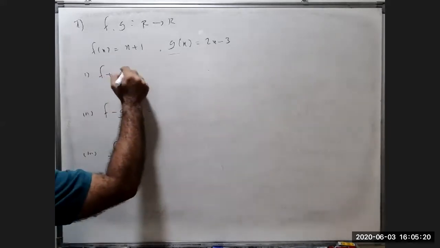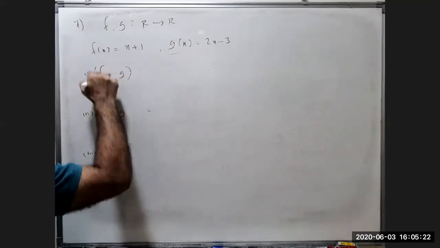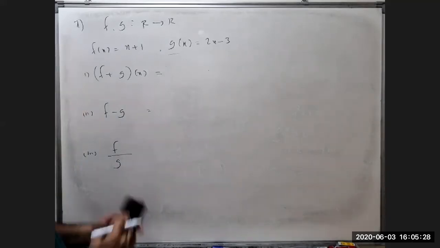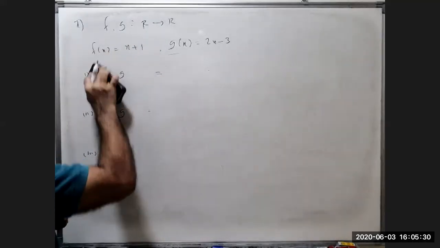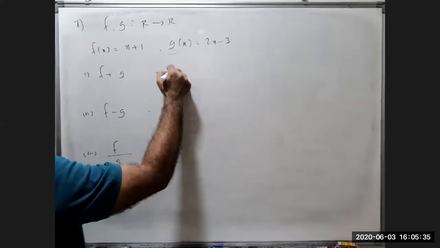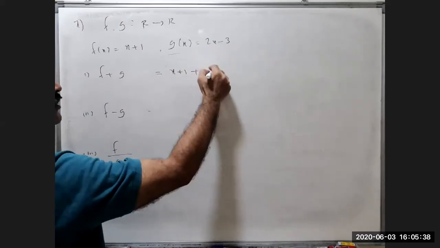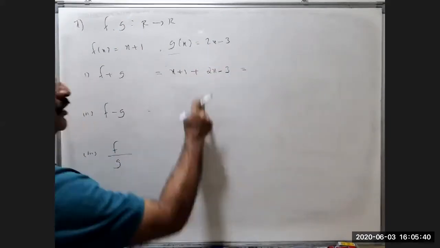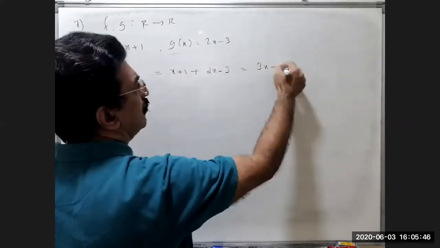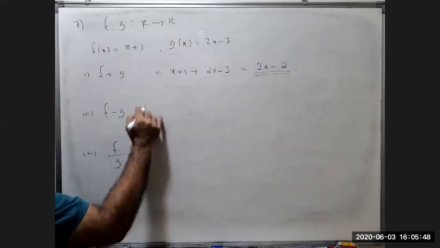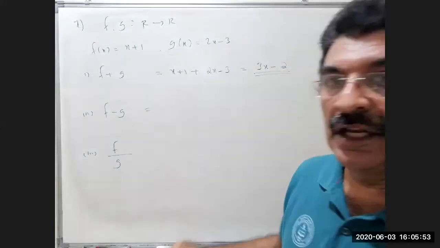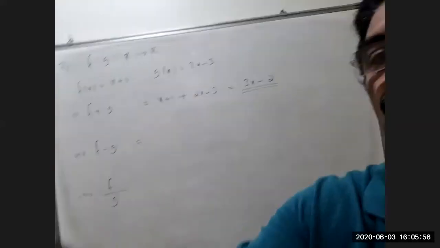See, f plus g of x we can write. F plus g means what? f is x plus 1, plus g which is 2x minus 3. x plus 2x is 3x, 1 minus 3 is minus 2, that's it. Similarly, find f minus g and f by g, the method is the same.